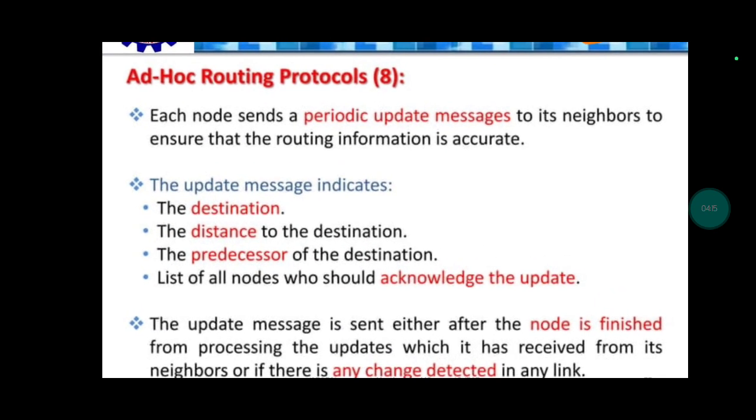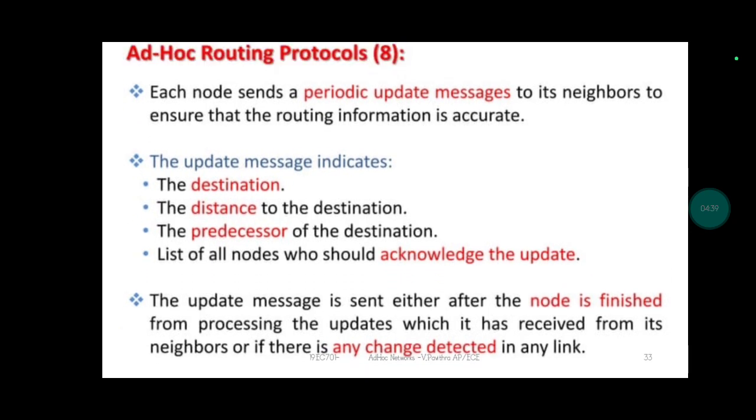Then each node sends a periodic update message to its neighbors to ensure that the routing information is accurate. The update message indicates the distance to the destination and the predecessor of the destination, then the list of all nodes that should acknowledge the update. The update message is sent either after the node has finished processing the update received from its neighbor, or if any change is detected in any link.